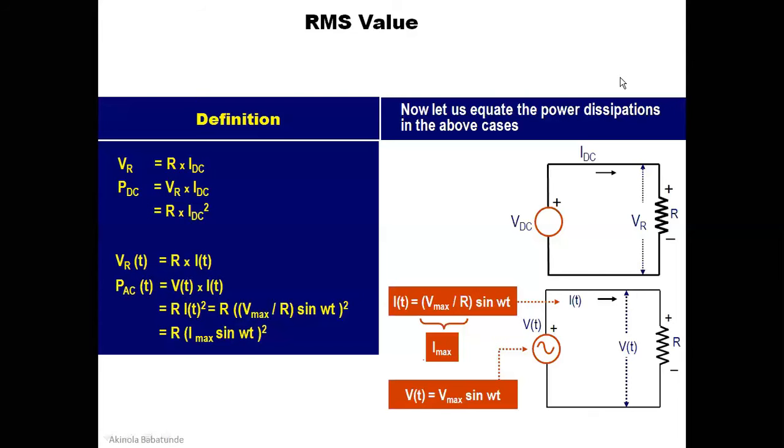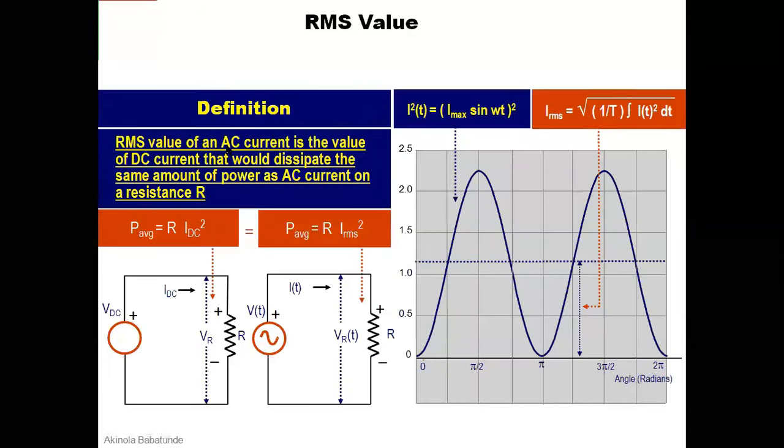Okay, let's go ahead. So we've talked about this definition too: the RMS value of an AC current. RMS value, which means root mean square value of an AC current, is the value of DC current that would dissipate the same amount of power as AC current on a resistance. So we talked about all of this before. And then we said I squared of t equal to I_max sine ωt squared.